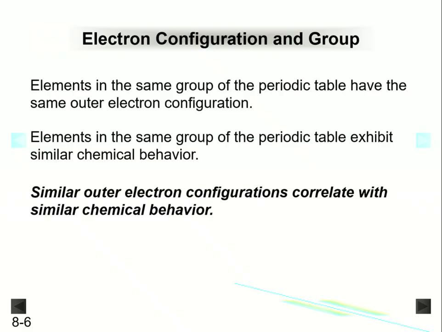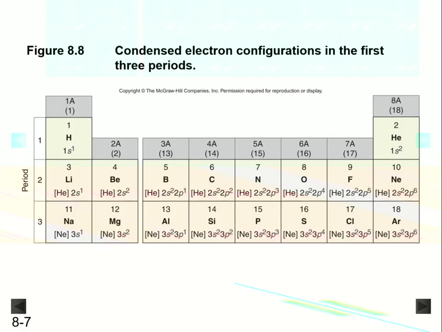And we know that elements in the same group of the periodic table exhibit similar chemical behaviors. That's why they're there. So we see that similar outer electron configurations correlate with similar chemical behavior. This is our rationalization. So, for example, everybody in group 1 has an s1 configuration for their outer electrons. Whether it's hydrogen with 1s1, lithium with a 2s1, sodium with a 3s1, and then you'll see potassium as a 4s1. They're all s1s, and the s1s all tend to ionize and react very similarly to one another.